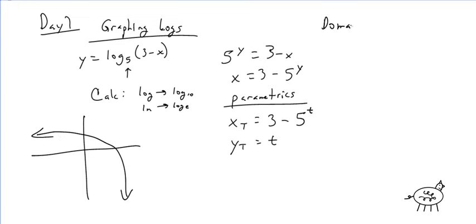Let's talk about the domain and the range, because that's important for this problem. For the domain, remember this value has to be greater than 0. You can't take the log of something that's 0 or less, right? So 3 minus x has to be greater than 0. So negative x is greater than negative 3. Divide by negative 1, and don't forget to switch around the inequality: x is less than 3. There's my domain. It's between negative infinity and 3, not including 3. Okay, that's pretty easy.